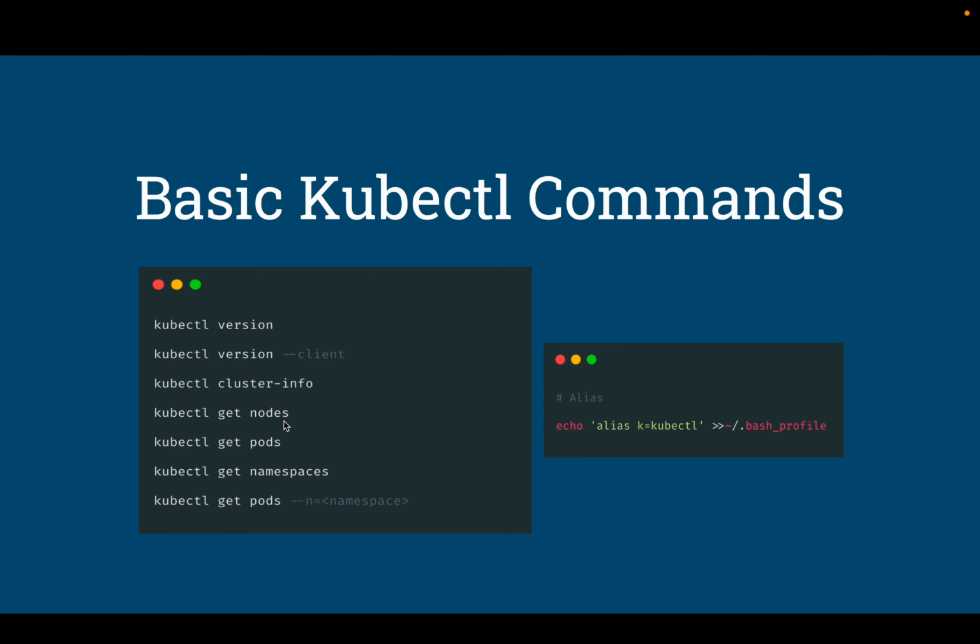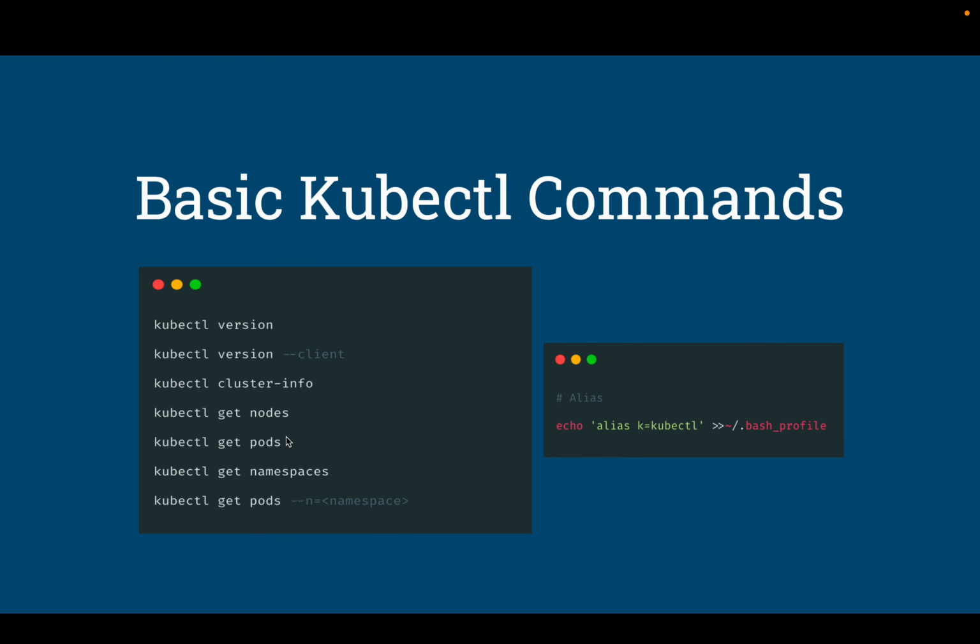So I'll run kubectl get nodes, and that shows me the nodes that I have currently. The name of the node is minikube, which is my local computer, and it shows me the status of that node, which is ready. And as you can see here, this is the version of the Kubernetes server.